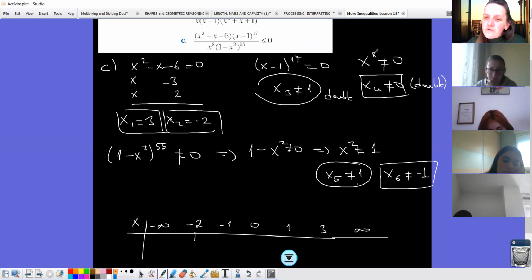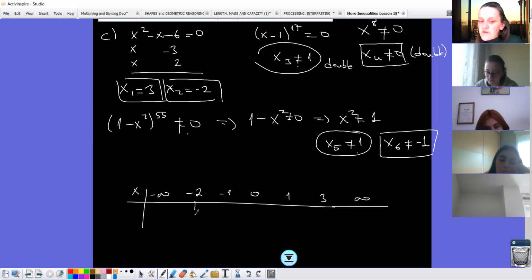Because this x to the power of 8 is in the denominator, it cannot be 0. And also this one, 1 minus x squared to the power of 55, is in the denominator, it cannot be 0. So these roots cannot be equal. We'll take them, but it won't be filled.